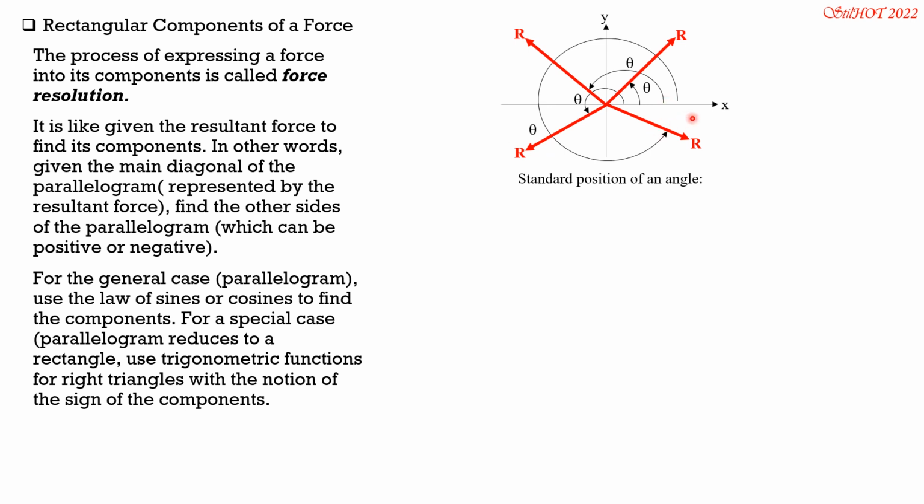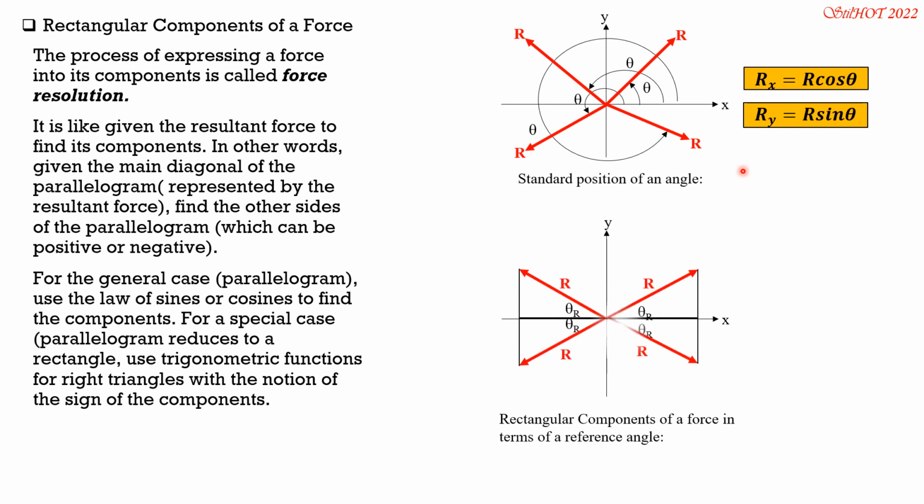So the formula for Rx is R cosine theta. You don't think of the sign anymore. It will automatically give us the correct signs. Ry is R sine theta if theta is in this standard measurement. Then we don't think about the sign of the components.